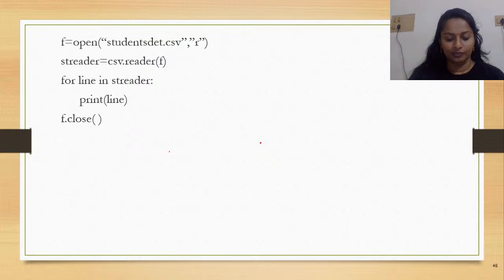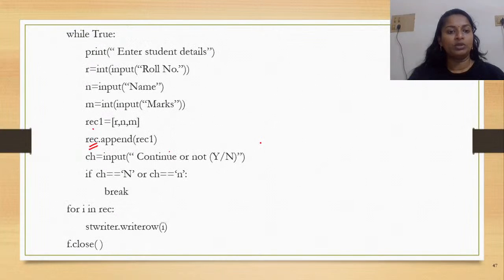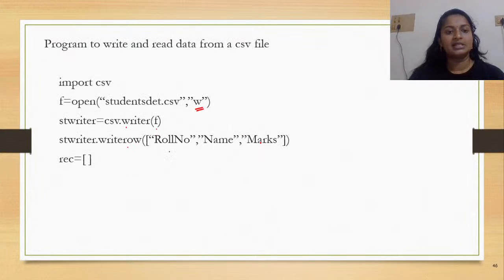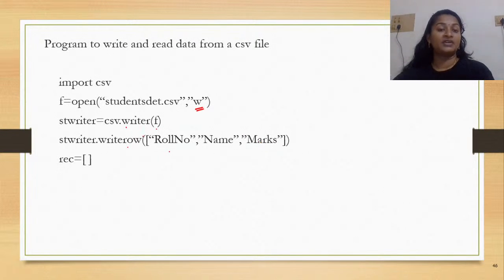And I hope I have answered you. Okay, fine. See, one more thing. See here in the writer function. I told you that you can have different delimiters also other than comma. The default value is supposed to be comma.